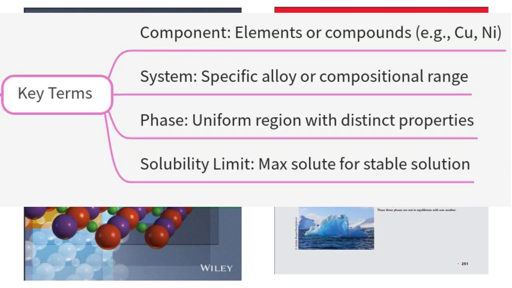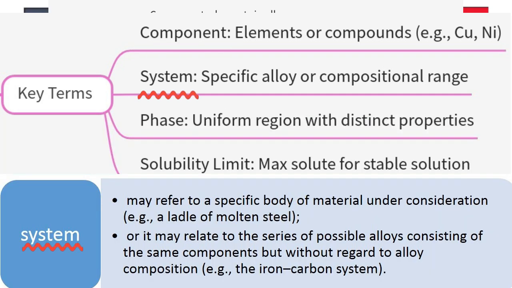Okay, what's next? Next, we've got system. Now, this one can be a little tricky because it has two meanings. It can mean the actual specific piece of material we're looking at, like if we have a beaker full of molten steel, that's a system. But it can also mean the whole family of alloys that you can make from the same set of components. Like the iron-carbon system includes all different types of steel and cast iron, from low carbon to high carbon. Okay, so system is either really specific or it's the whole big picture of a material family.